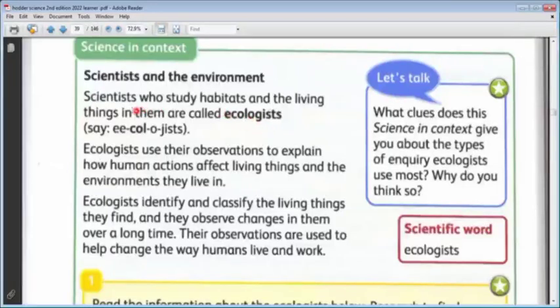Ecologists are scientists who study habitats. They study the different habitats and the different living things that live inside these habitats. We call them ecologists. Ecologists study the habitats and the different changes that occur in these habitats and how these changes affect the living things that live inside them.